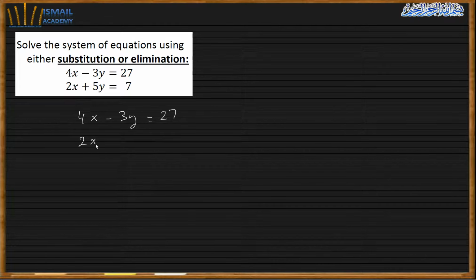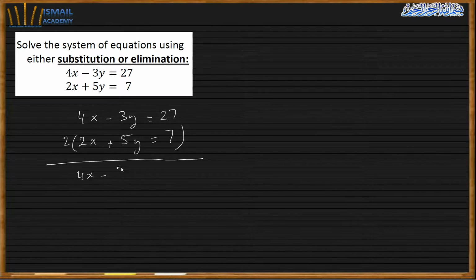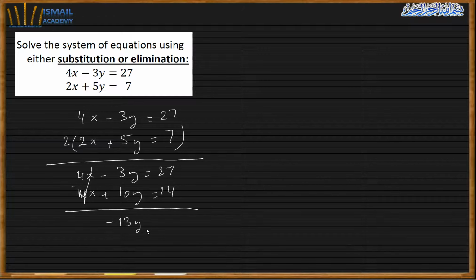So it's going to be 2x plus 5y equals 7, so I multiply here by 2. So I will get 4x minus 3y equals 27, and I got 4x plus 10y equals 14. Then I subtract. Because the signs are the same, we subtract. If the signs are different, we add. Alright, so here it cancels out. So here I will have minus 13y, and here it's going to give me 13. So divide by minus 13. So I got my y is minus 1.